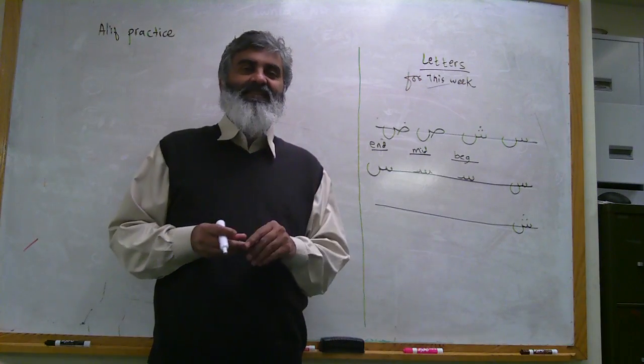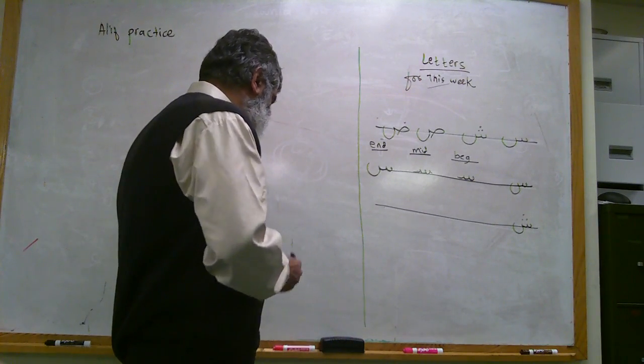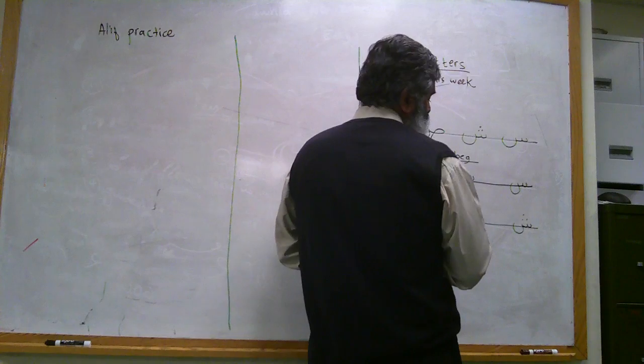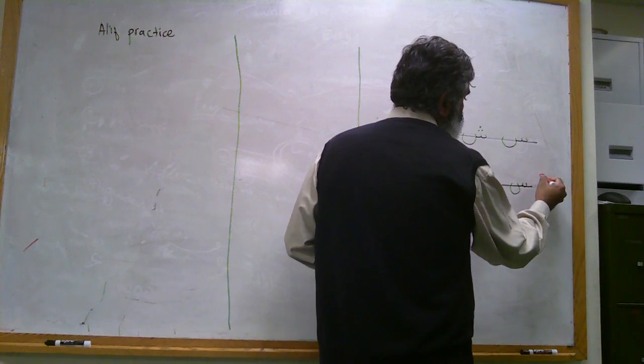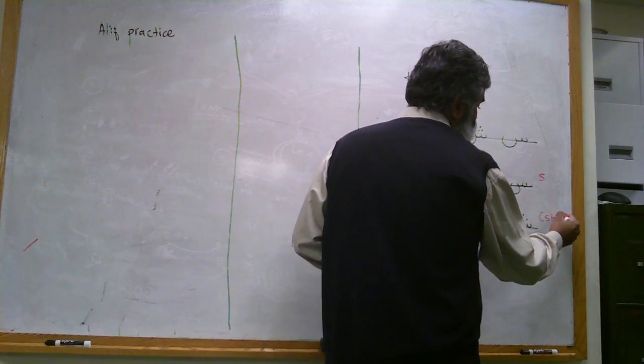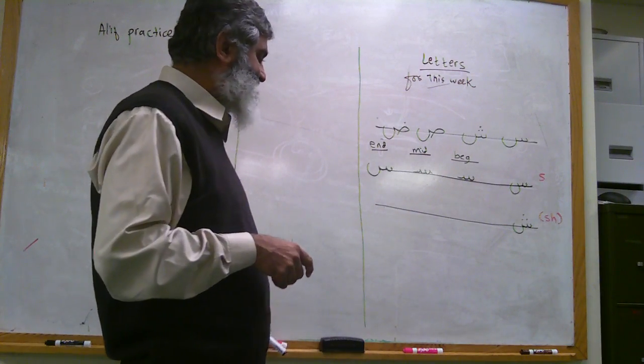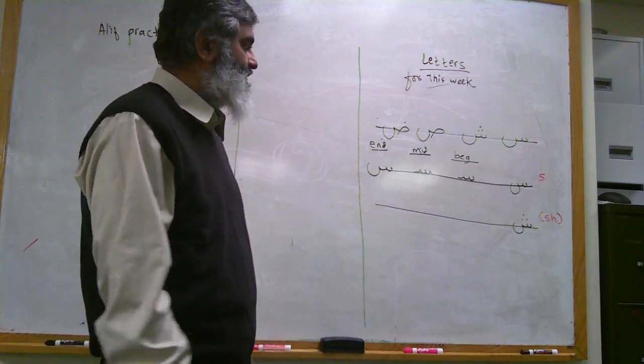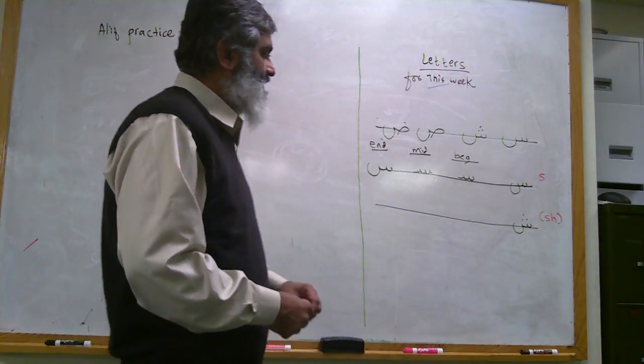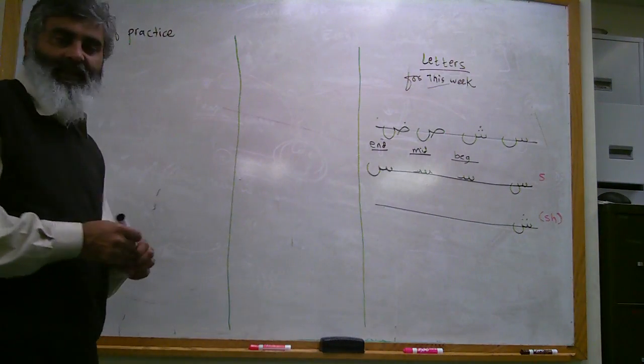You notice Seen is a very clear S sound, while Sheen is S and H in parentheses. Seen is for S, a crisp, clear S sound, and Sheen is with the S and H.